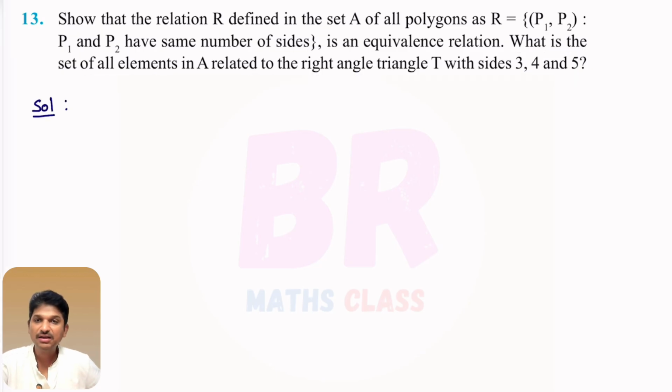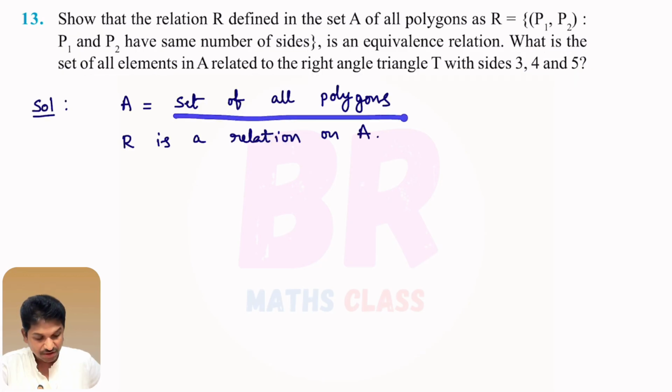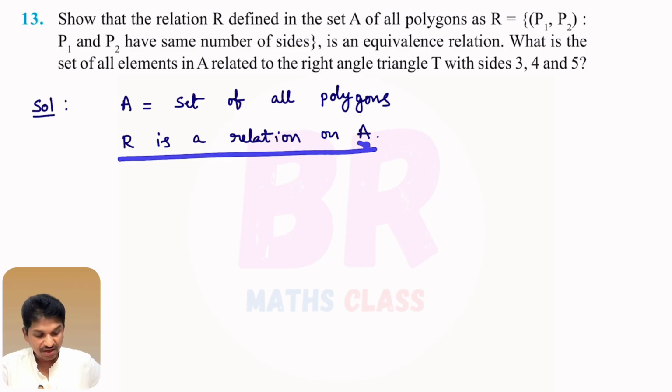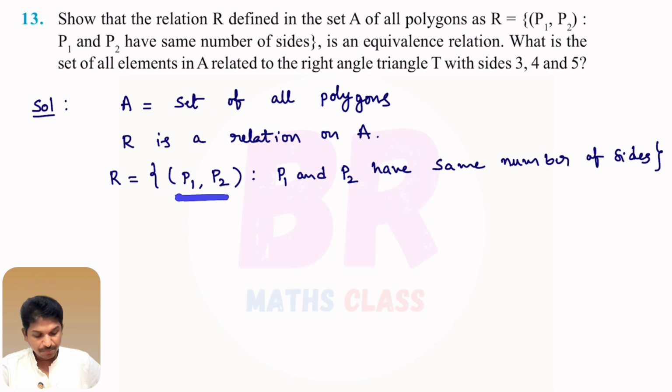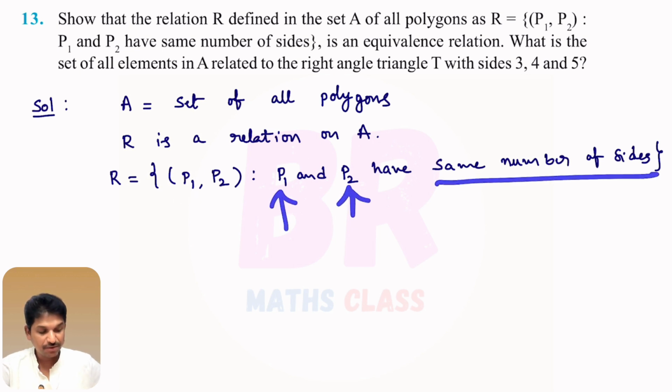First, I'll write the given information. A is the set of all polygons. R is a relation on A. And how is this relation defined? An ordered pair (P1, P2): polygon P1, polygon P2 have the same number of sides.